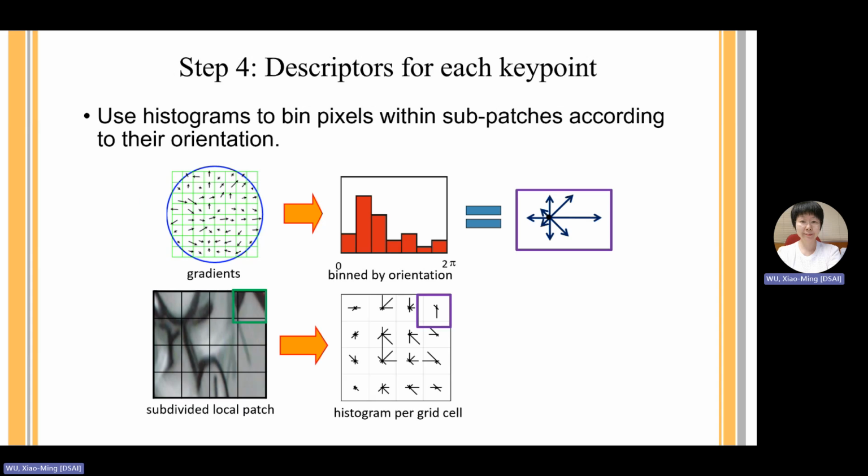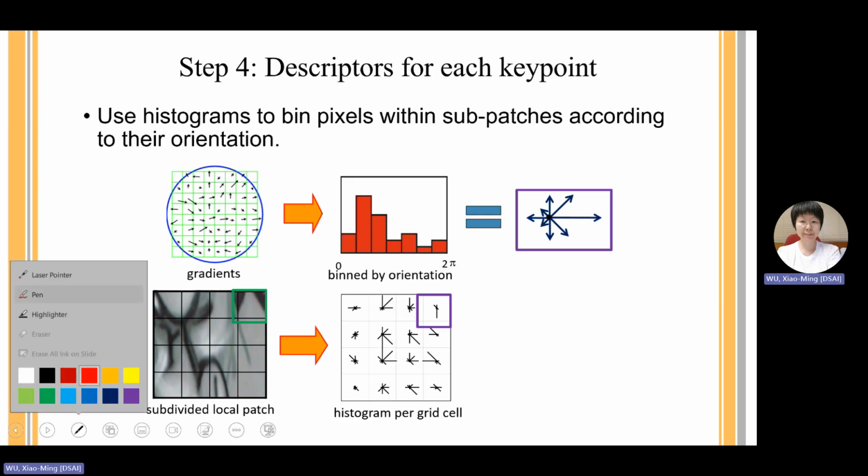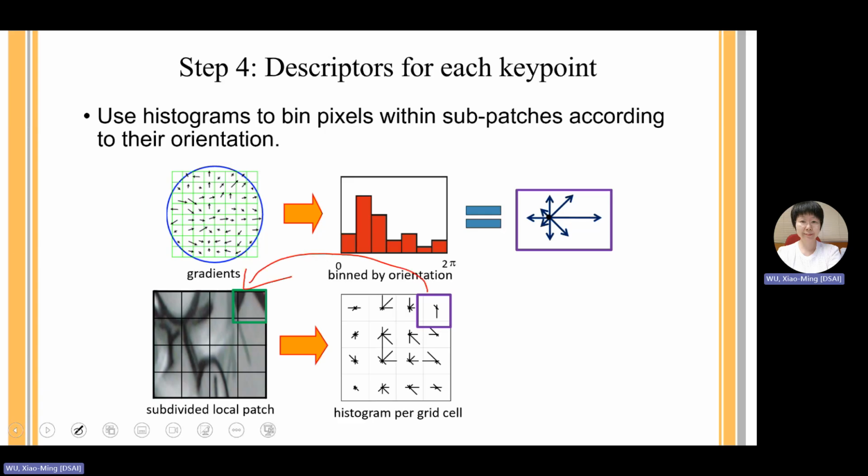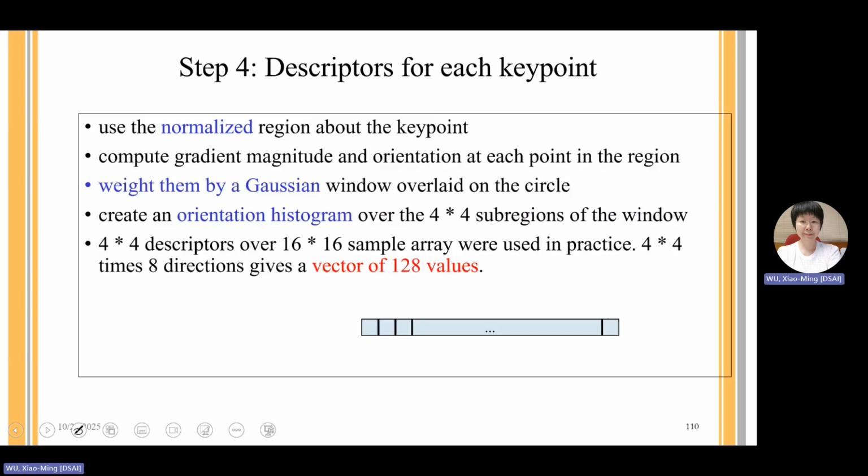Okay, so this is the representation for this cell. The final descriptor is the concatenation of all histograms. 128 values. We have a 4x4 descriptor. We have 16 cells.